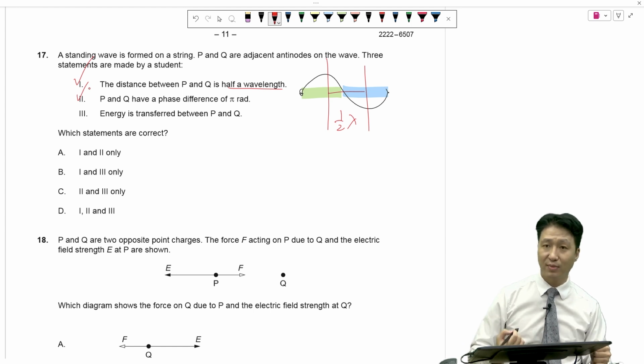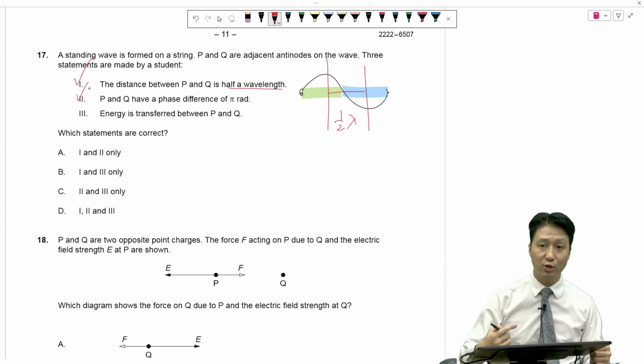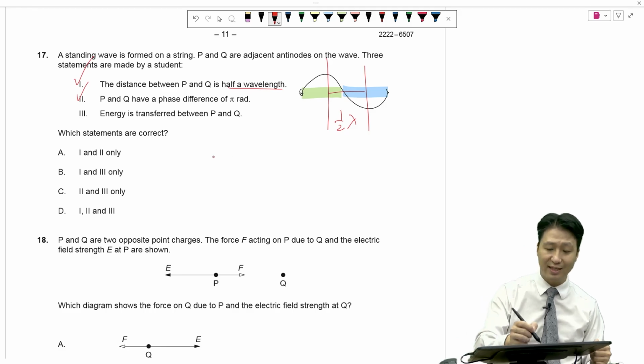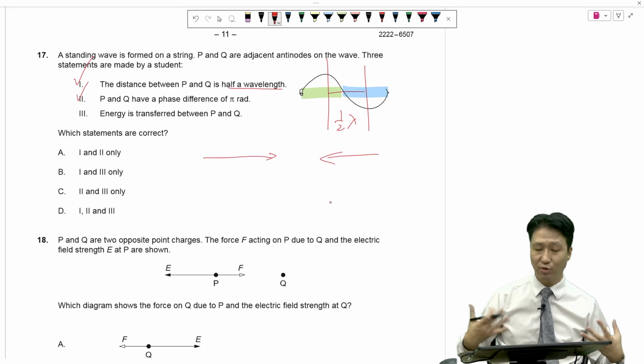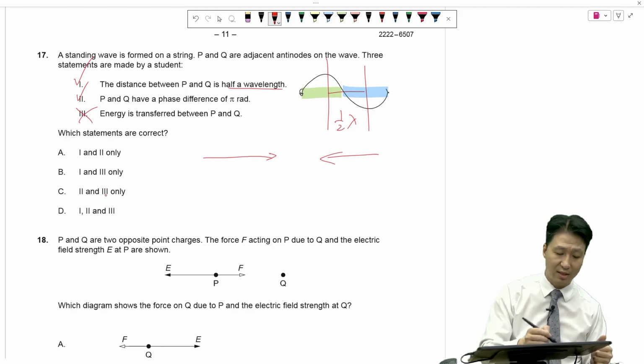It says energy is transferred between P and Q. And energy is not transferred because only traveling waves transfer energy. A standing wave is two waves moving in opposite directions, which means the net transfer is 0. This is incorrect. So the answer must be A.